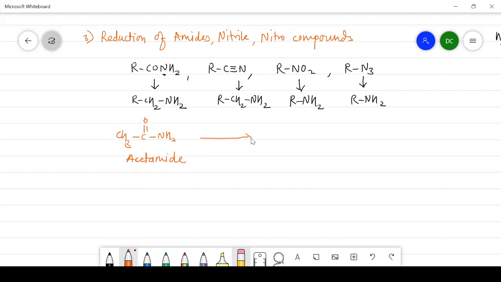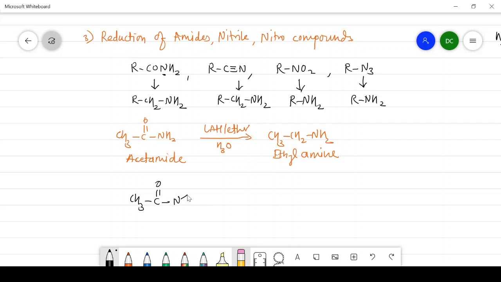We have to convert this into CH3CH2NH2. That is, we are getting here ethyl amine. Now, in this amide, we will take one typical example, CH3CO. Here, I will write nitrogen and two methyl groups.